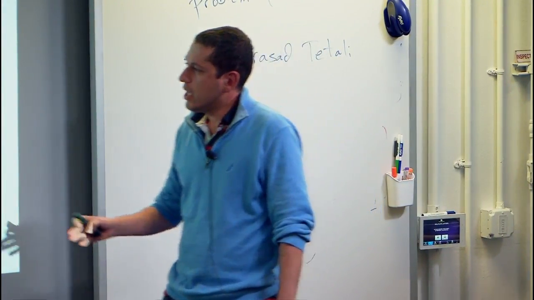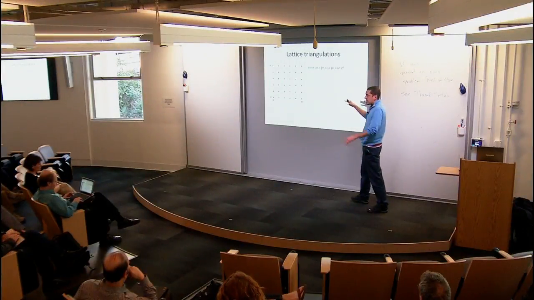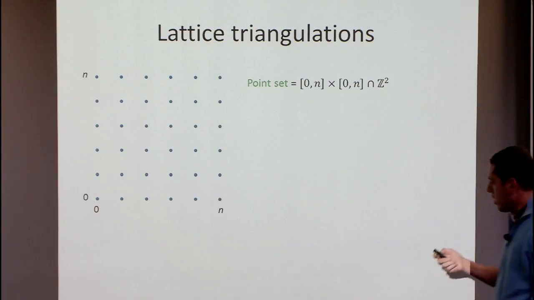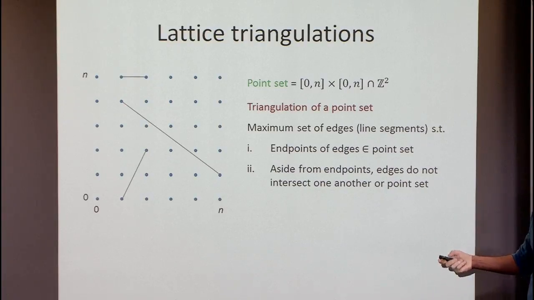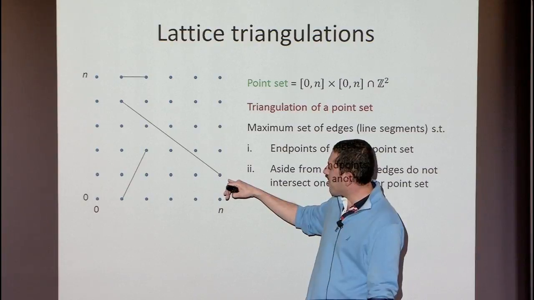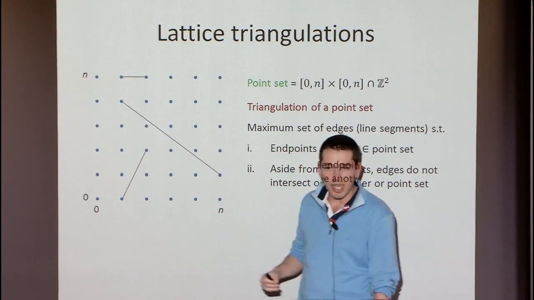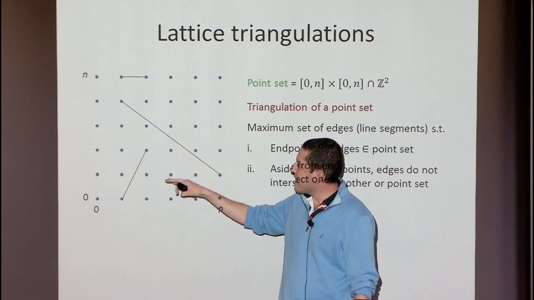So I take the 0-to-n by 0-to-n square and take all points of Z^2 inside this square. I consider these points as just a point set. And I'm going to take a triangulation of this point set, which can be easily constructed by just adding edges one by one, with the property that the edges have endpoints in this point set and contain no other point of the point set. And two edges can only intersect at the endpoints.